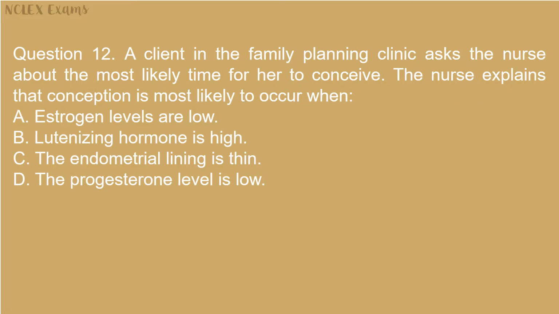Question 12. A client in the family planning clinic asks the nurse about the most likely time for her to conceive. The nurse explains that conception is most likely to occur when: A. Estrogen levels are low. B. Luteinizing hormone is high. C. The endometrial lining is thin. D. The progesterone level is low.